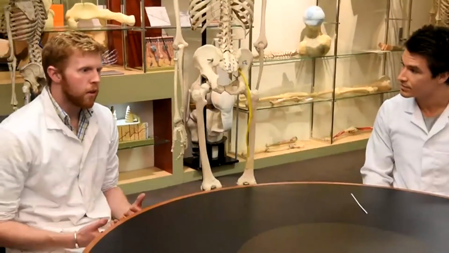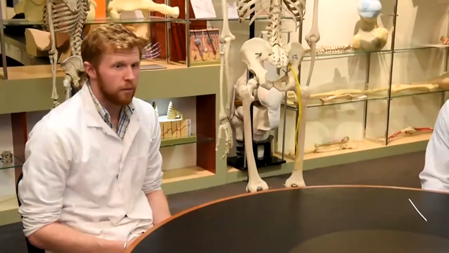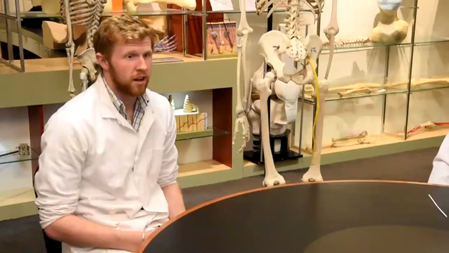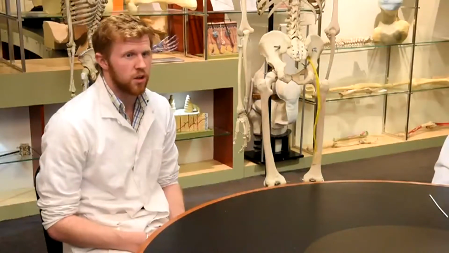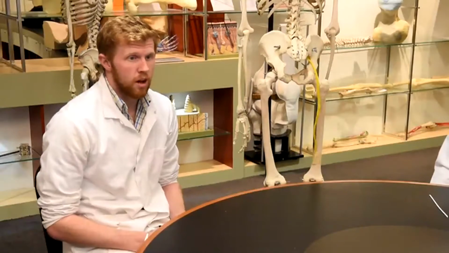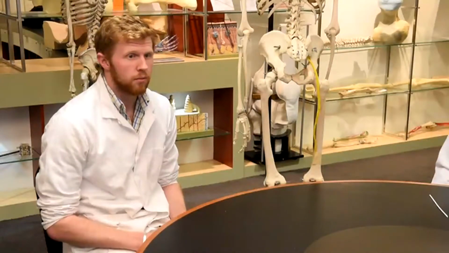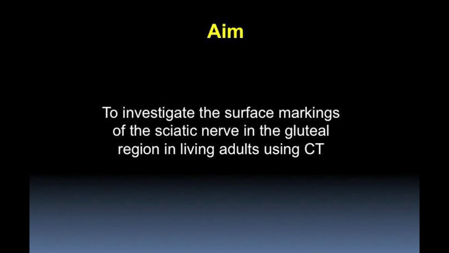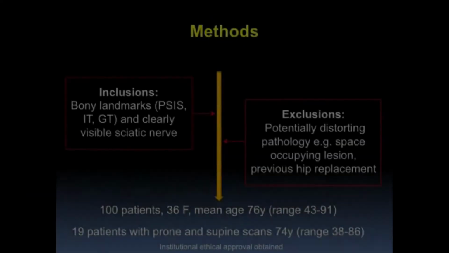Well, the origins of surface anatomy have historically come from cadaver models with all their limitations. For example, the distortion of tissue as a result of the embalming process, or it may just come from variation between individuals. So the aim of this study is to investigate the surface markings of the sciatic nerve in the gluteal region in living adults using CT scan. Now our radiology resident will explain the method, result and the conclusion of this study.